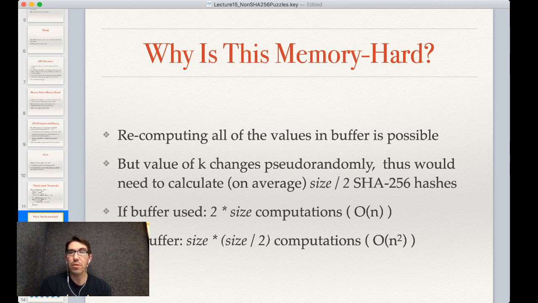If you are familiar with big O notation, if we use a buffer, then we only have to calculate 2 times size computations, which is big O of n. Whereas if we don't use a buffer, we have big O of n squared. So n squared is going to grow much, much more quickly than O of n. So it is possible to do this without using memory, but using memory makes things a lot easier.